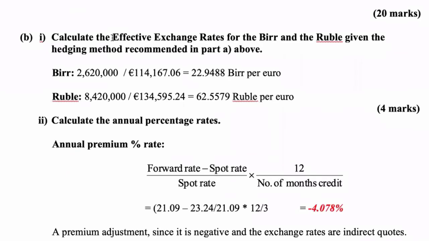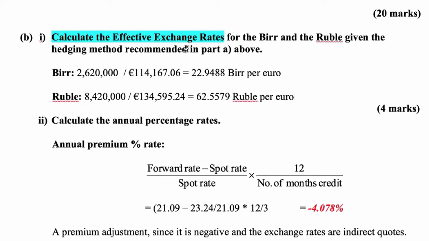Write down the heading, calculate the effective exchange rate. Now, the effective exchange rate is going to be based, as I mentioned here, on the hedging method that you recommended. I could state specifically, calculate the effective exchange rate based on the forward contract and the foreign currency borrowing. I could state specifically to do two types of them. But here, I'm asking you just to do them for the one you recommended.